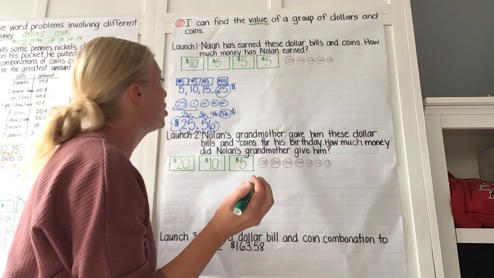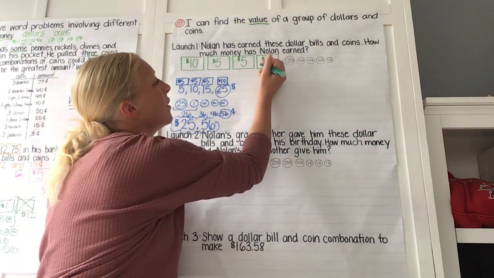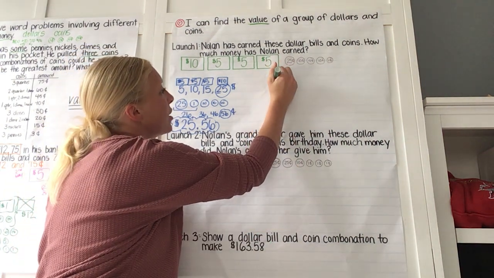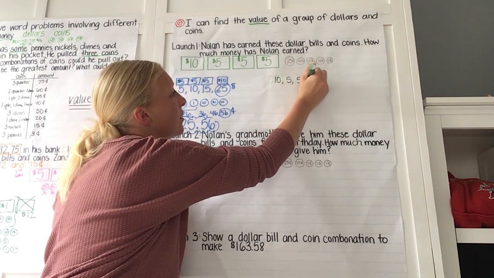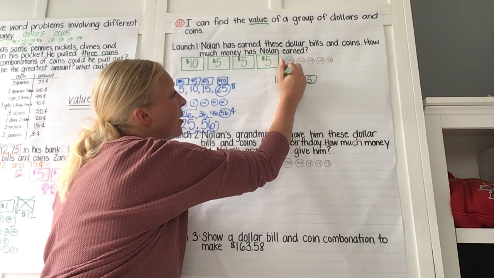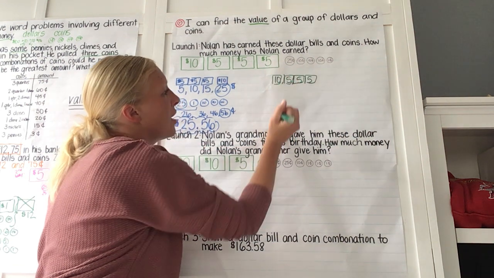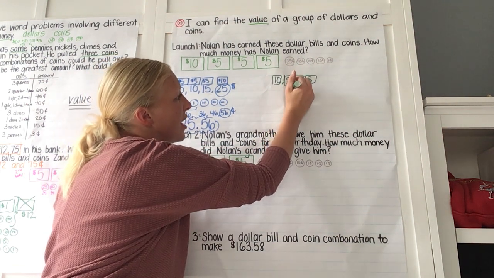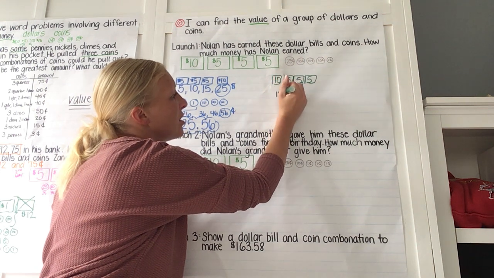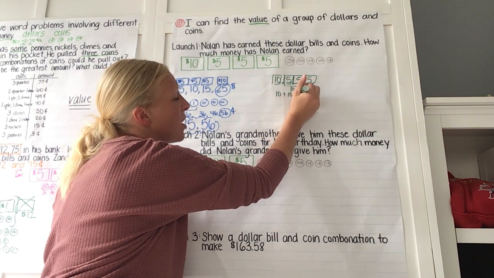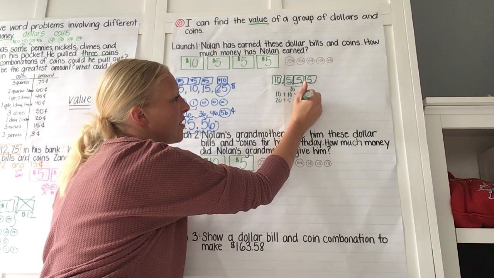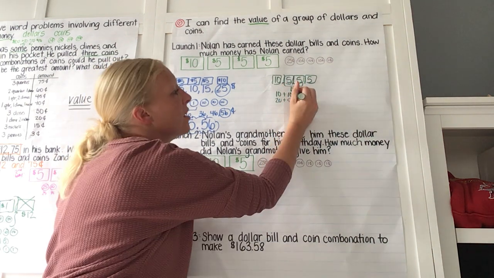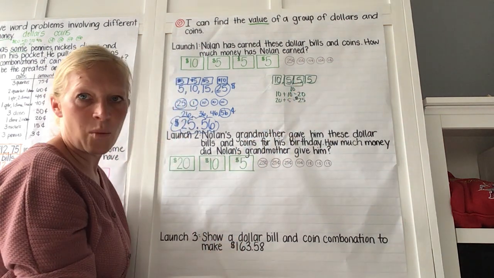Talk to us. What did you do? Okay, so you kept it in this order with your dollars, and you did 10 here, and you knew 10 plus 10 equaled 20, and then you had 5 more, so you said 20 plus 5 equals $25. Okay, and then what?